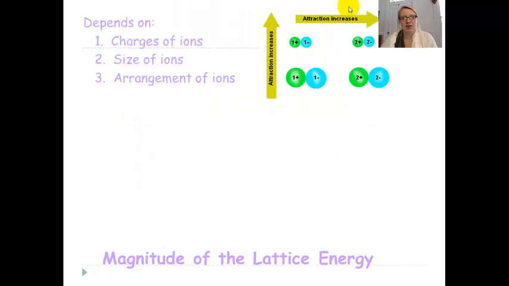And the magnitude of the lattice energy depends on 3 things. It depends on the charges of the ions. The greater the charge, the harder it is to separate. The size of the ions: as they get smaller and closer together, it takes more energy to separate. And also the arrangement of ions.